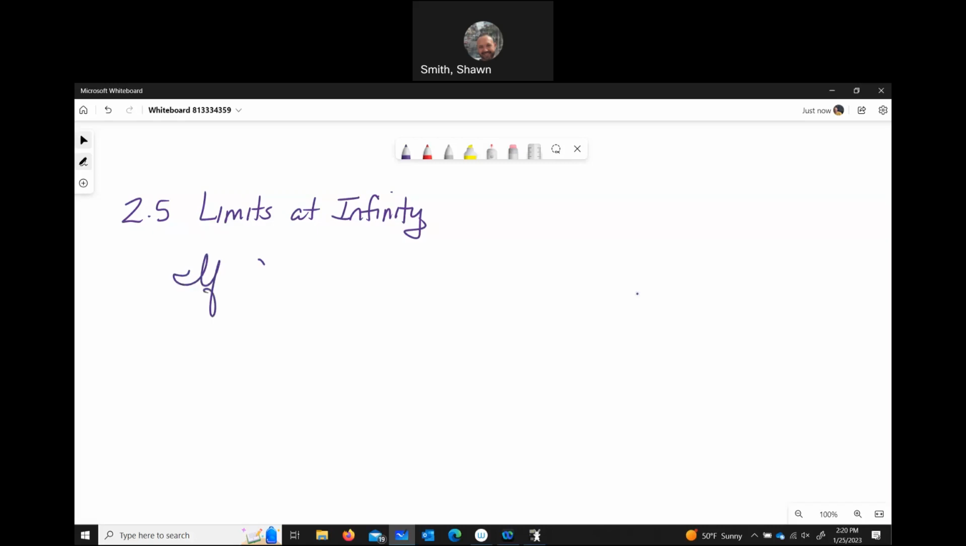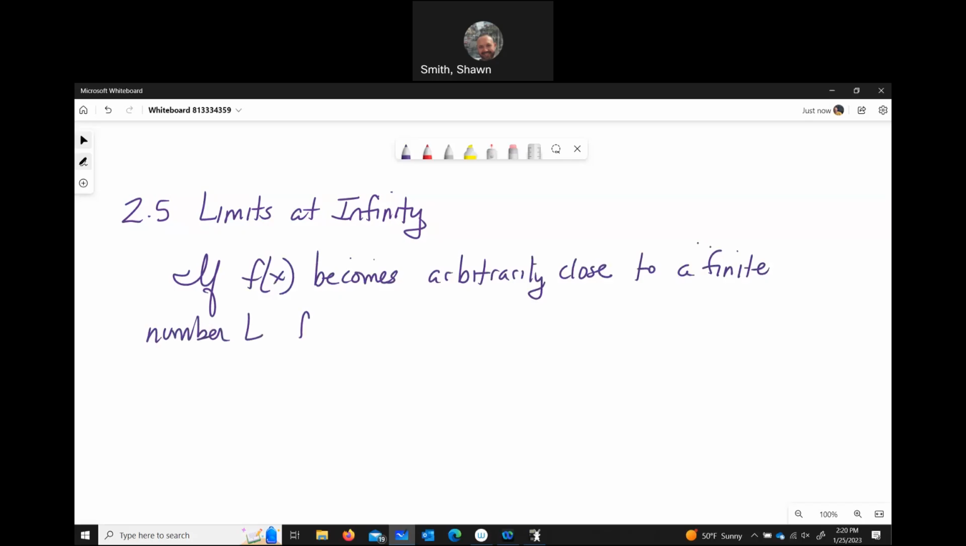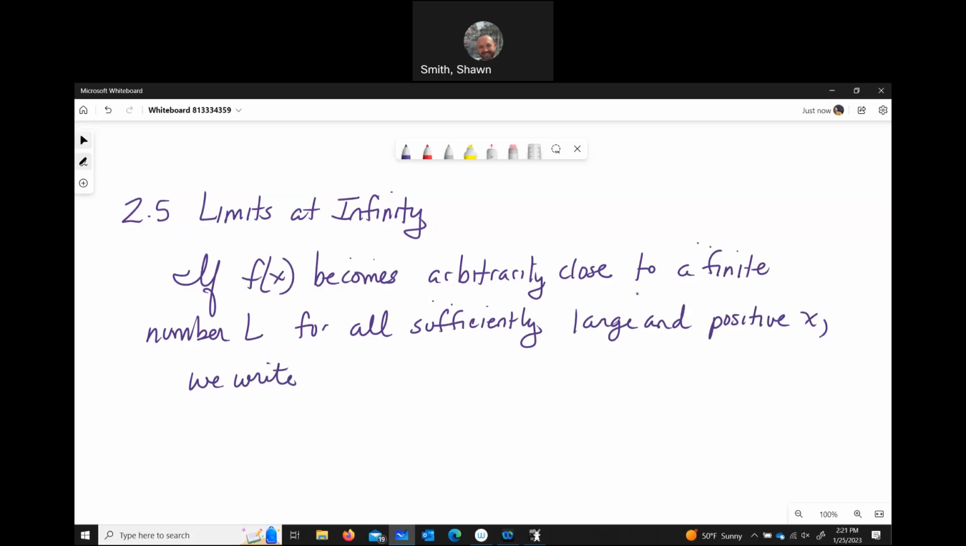All right, so if f of x becomes arbitrarily close to a finite number L, for all sufficiently large and positive x, we write the limit as x approaches infinity of f of x will equal that L.